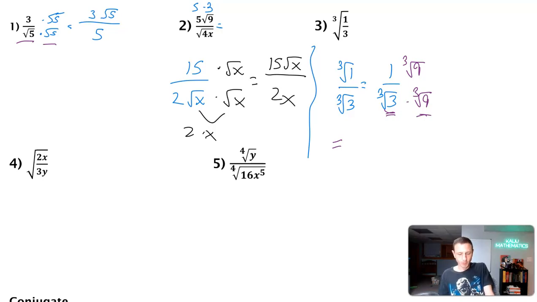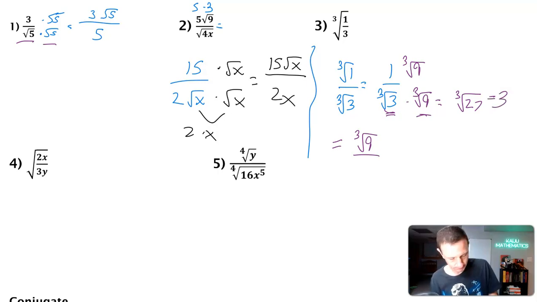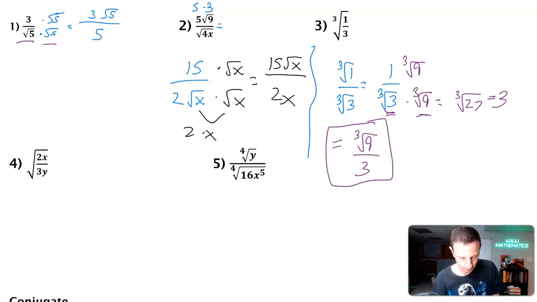Cube root of 9 times 1 is the cube root of 9 over, and like I said, this is the cube root of 27 because 9 times 3 is 27. The cube root of 27 is just 3. So that becomes 3. So on bottom, I have 3. And then we cannot simplify cube root of 9 over 3, so we keep it as that.